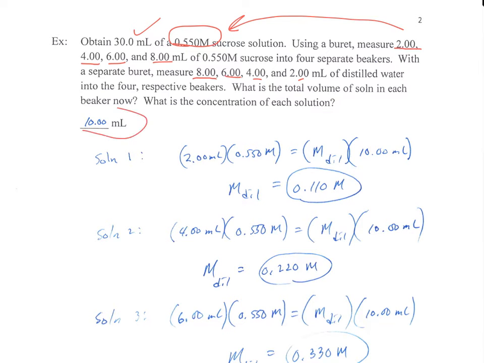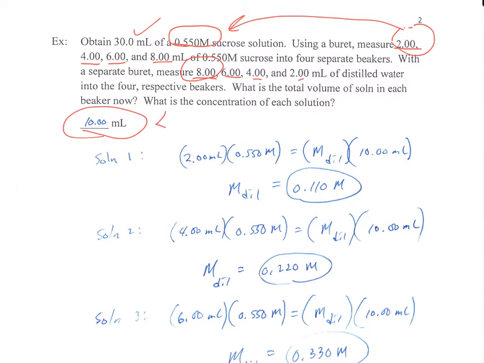So where am I getting that each of the solutions comes out to be 10? This is what you're going to be doing in lab as well: in beaker number 1, it had 2 milliliters of the original 0.55 molar solution, and then you're going to add 8 mils of water. So see how each combination is going to end up coming to 10 milliliters.